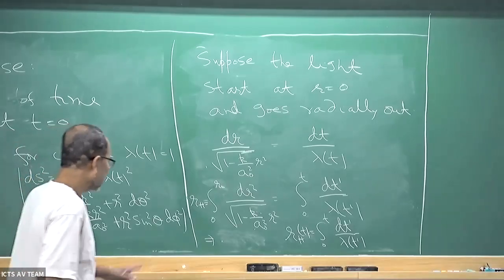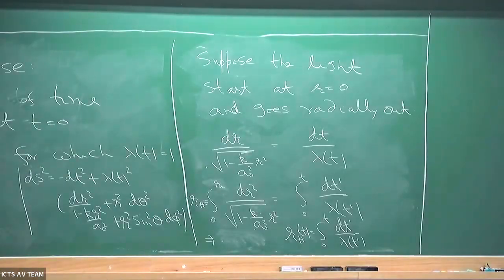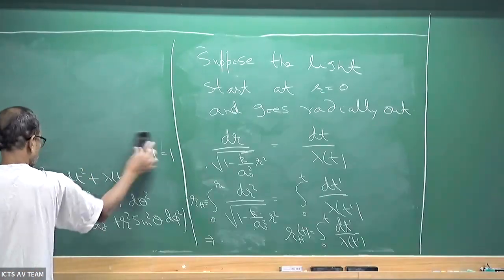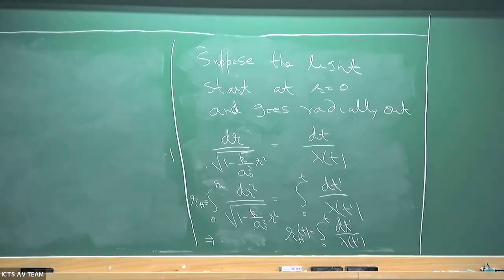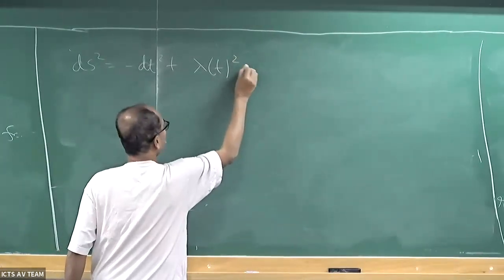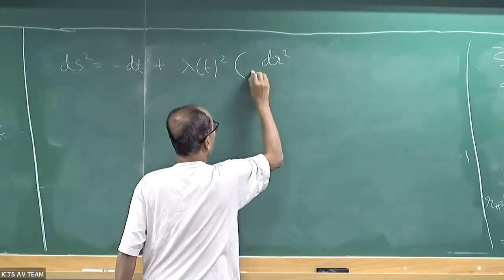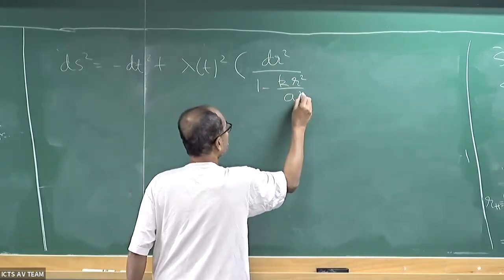Now here there is a qualification that is needed. I said how much distance it travels, but let's see what it's really doing. ds squared is minus c dt squared plus lambda of t squared dr squared over 1 minus k r squared over a0 squared, plus the angular terms.